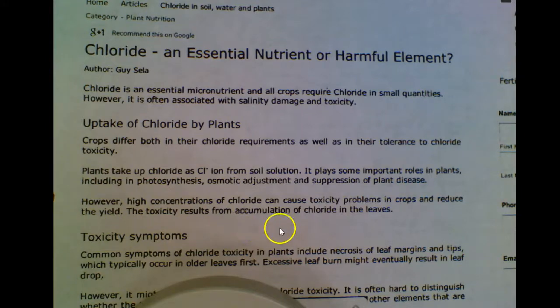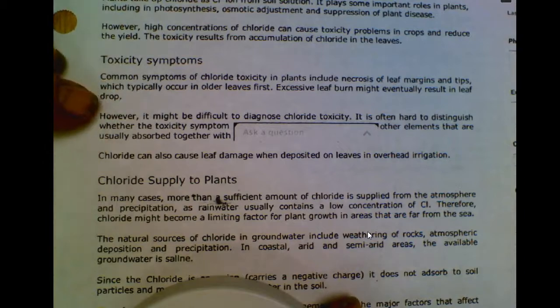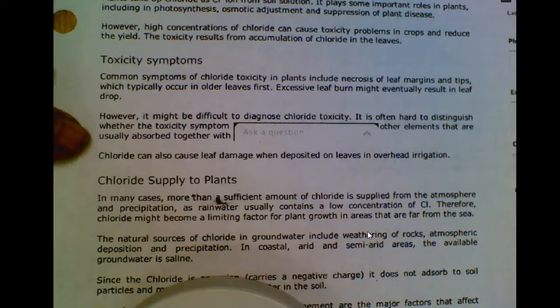Okay, so the toxicity is going to result from an accumulation of chloride in the leaves. Okay, so what are my toxicity symptoms? Looks like a necrosis of leaf margins and tips, and it's going to occur in the older leaves first. Excessive leaf burn might eventually result in leaf drop. Again, it's hard to distinguish. Sorry, that stupid ask a question thing came in here. It's very hard to distinguish if that's actually the problem. But you can also get damage from chloride when it's deposited on leaves from overhead irrigation as well.